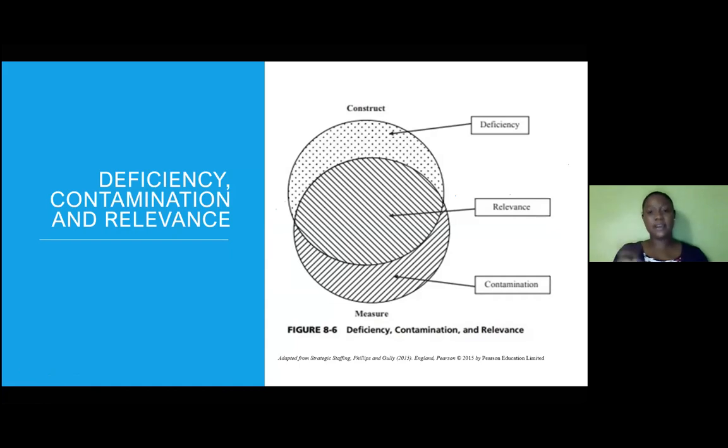Yes, so this diagram illustrates the relationship between deficiency, contamination, and relevance. Using my previous example of an IT specialist, the troubleshooting that was included in our measure would be included in the overlapping section labeled relevance. The installing, configuring, and maintaining that we didn't test the candidates for would be located at the top, in the area labeled deficiency. And below, the rate of bias would be an example of contamination.